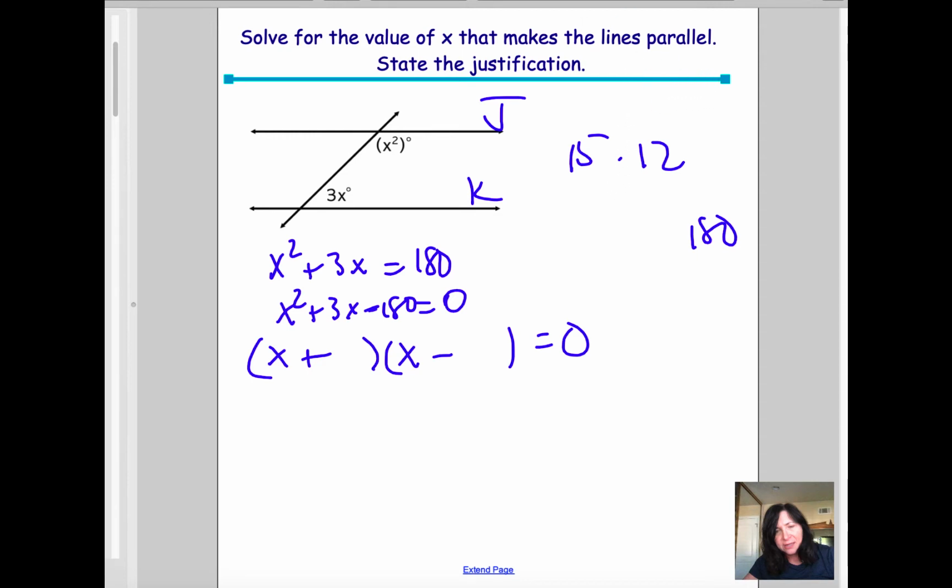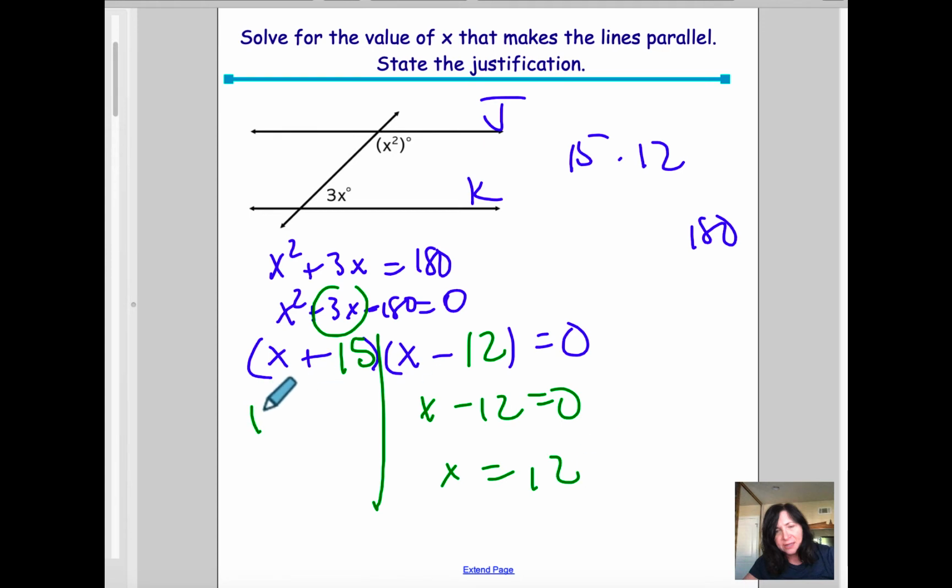So I want to look at this and say, this is a positive 3, so the higher number, 15, goes with the plus, and that'll be 12. I'm going to split this up. x minus 12 equals 0, so x equals 12. x plus 15 equals 0, so x equals negative 15.